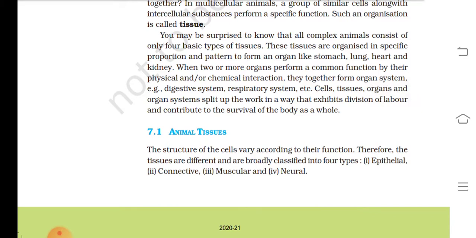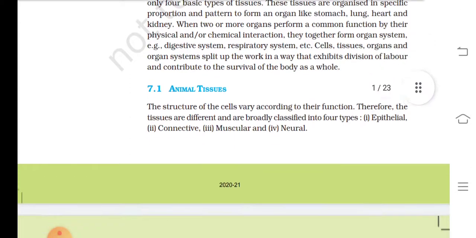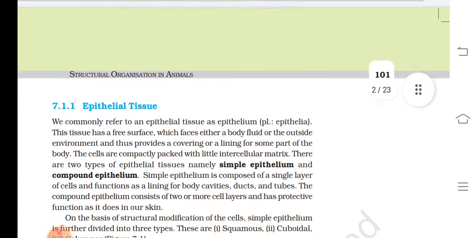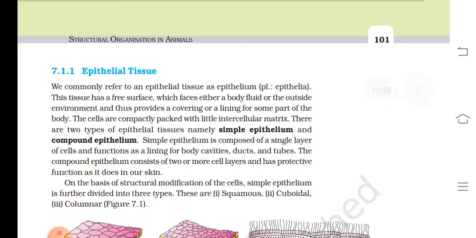7.1 Animal tissue. The structure of cells varies according to their function. Therefore the tissues are different and are broadly classified into four types: epithelial, connective, muscular, and neural. 7.1.1 Epithelial tissue. We commonly refer to an epithelial tissue as epithelium. This tissue has a free surface which faces either a body fluid or the outside environment, and thus provides a covering or lining for some part of the body.